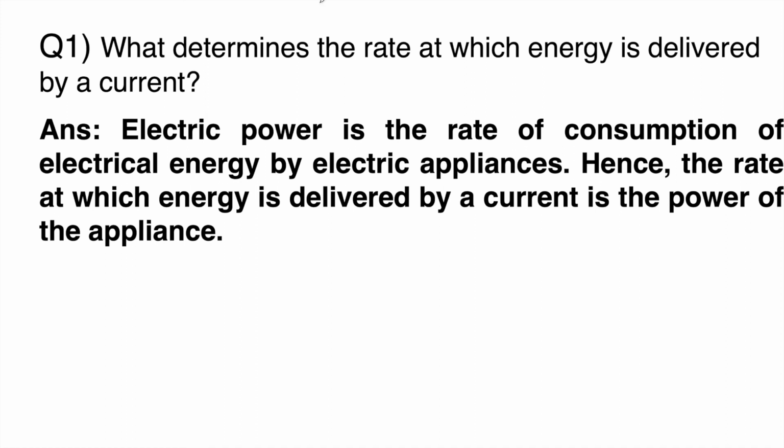For the case of any electrical appliances, the power means energy by time, or the work done by time. Energy and work done are both the same. So the common formula for power is energy per time. Electric power is the rate of consumption of electric energy. Rate of consumption means energy per time.